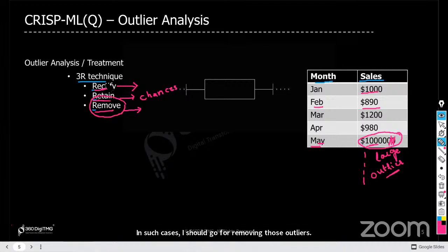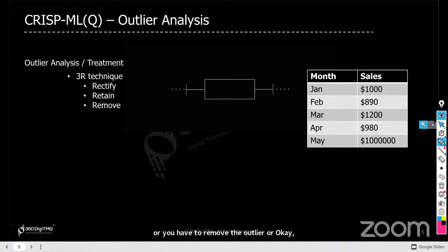So the 3R technique means the first R stands for rectify, the second R stands for retain, and the third one stands for remove. This is how you decide whether you want to rectify the outlier, remove the outlier, or retain the outlier. Okay, now let's see what is present next.